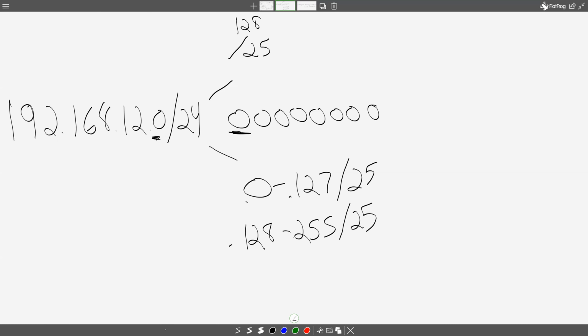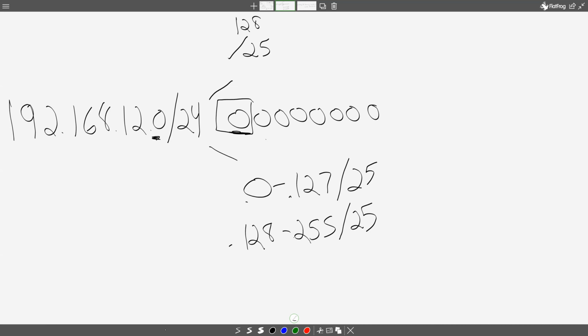How many hosts are there per subnet? 128 minus 2, so 126. 126, correct. So we borrowed 1 bit, so we leave 7 host bits. 2 to the 7th is 128, minus 2 is 126.